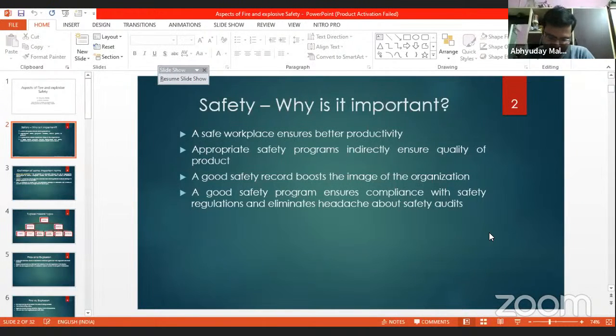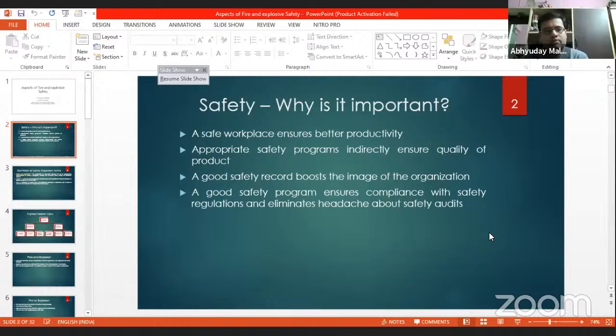Safety is a very important and very useful as well as very neglected aspect of industry in our world today. But without safety, you cannot proceed with industry, especially the chemical industry. And why is safety such an important thing? If your workplace is not safe, that means if you are constantly in fear or anxiety about what will happen if something goes wrong in your workplace, obviously that will affect your productivity. So a safe workplace ensures better productivity.